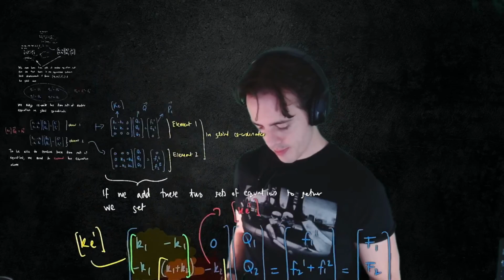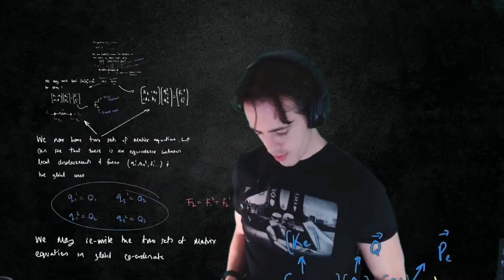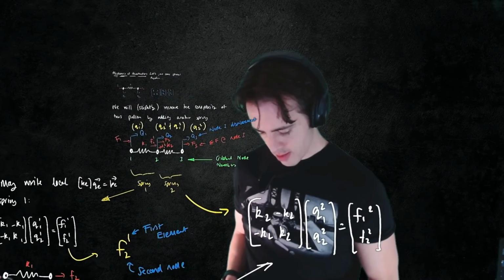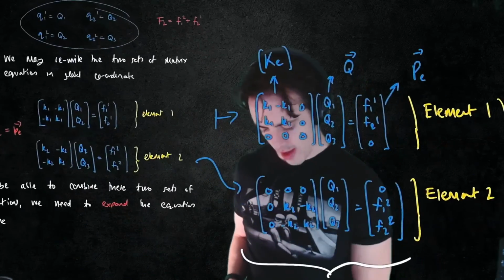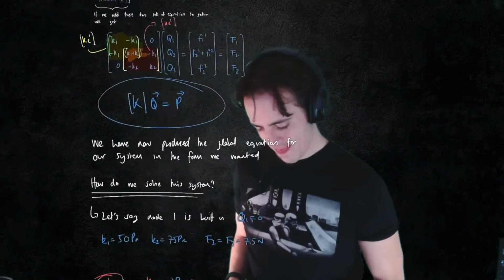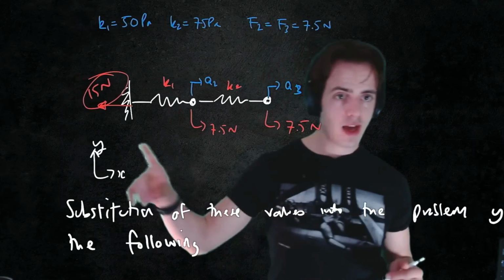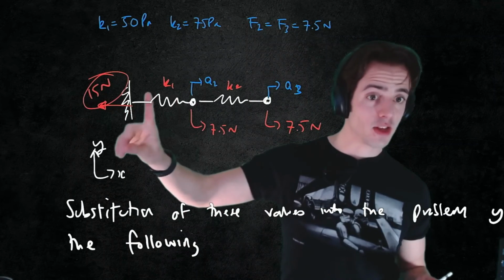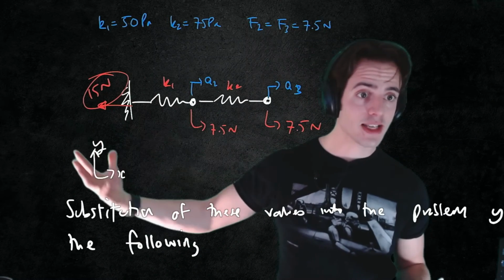Right back up here. Where was it? Nope, it was here. Here. We said the reaction had to be 15 newtons, and if it's going that way, it's in the opposite direction, so it's a negative number.